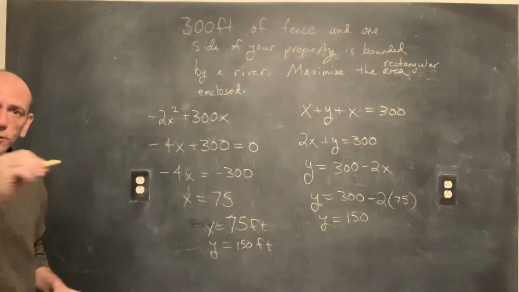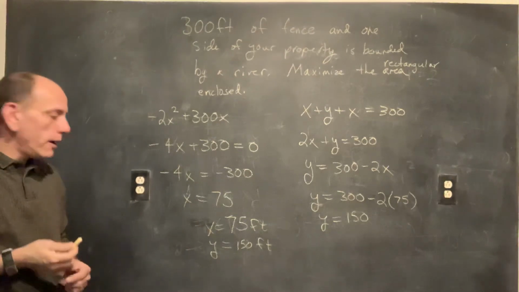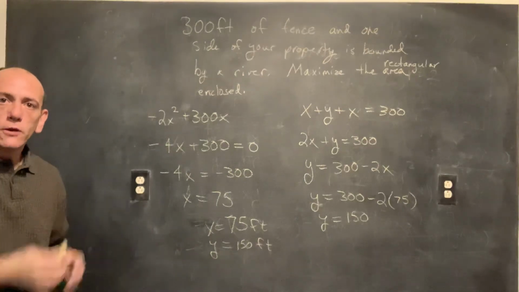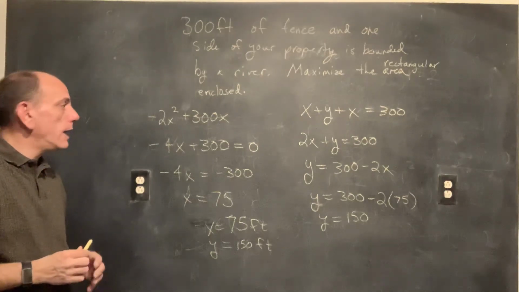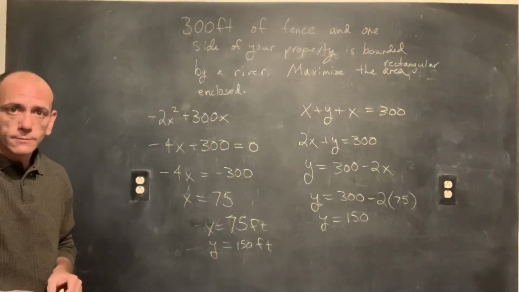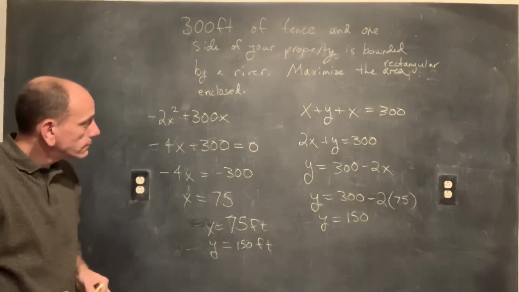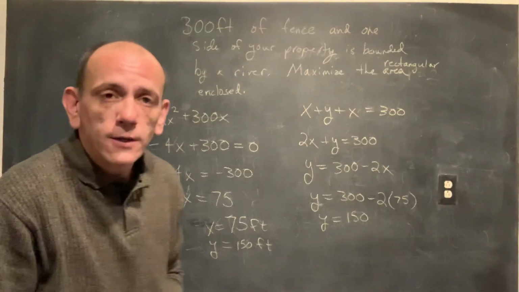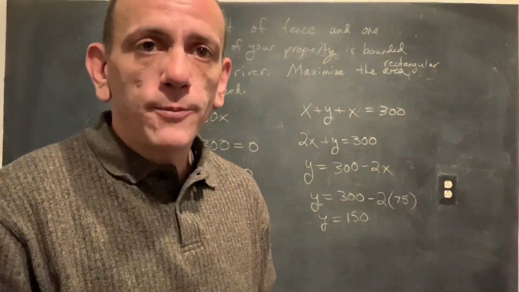That will bound 3 sides of a rectangular area. It'll sum up to 300 feet in total, and it will enclose the maximum amount of area. Nice. All right, so that should get you going on optimization problems.